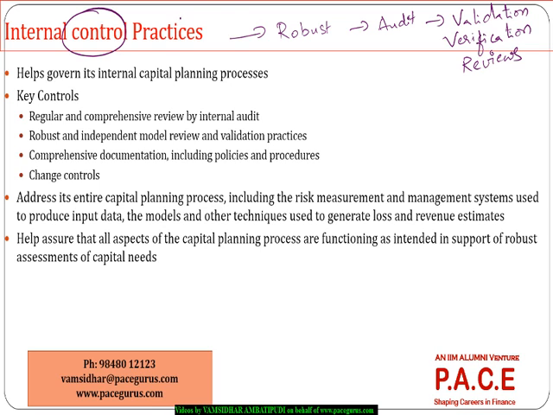So what we are simply talking of is, what are the supervisory practices that are recommended with respect to the internal control. First of all, if internal control practices are good, obviously the capital planning process will become more and more effective. So the processes and the practices are the ones that drive the effectiveness of the capital planning process. So what are the things that are required?